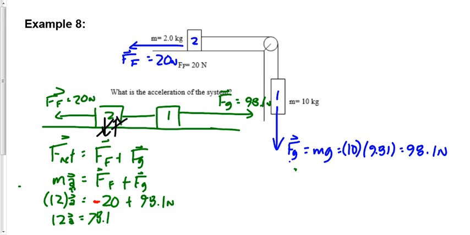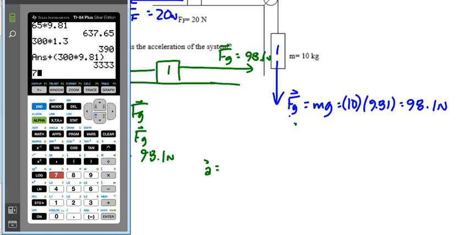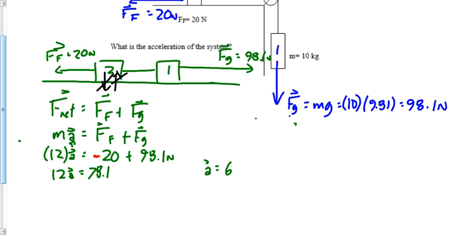A is just equal to 78.1 divided by 12. We'll say 78.1 divided by 12 gives me a value of 6.5, 2 digits, right? 6.5 meters per second squared. Now I got a positive acceleration.